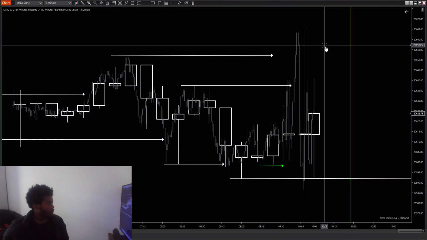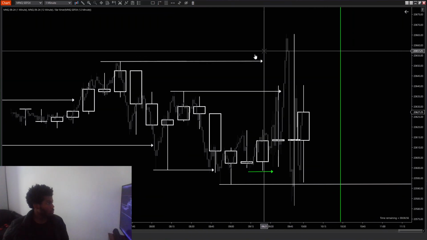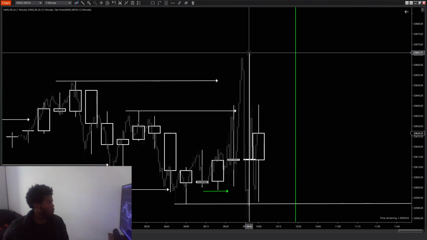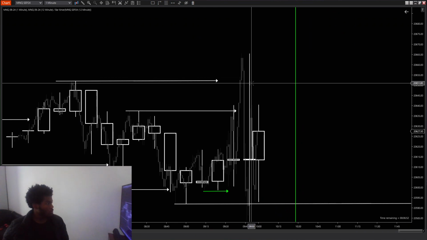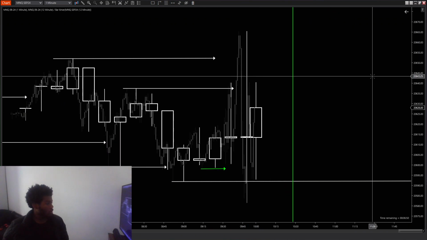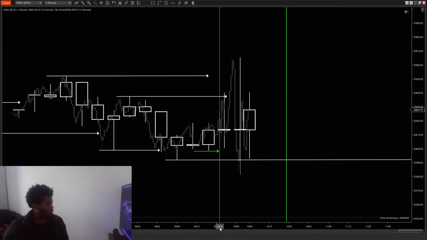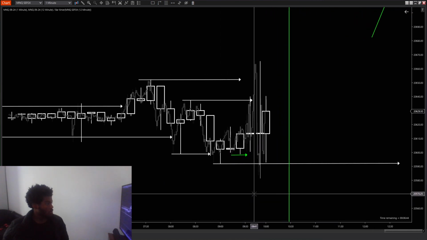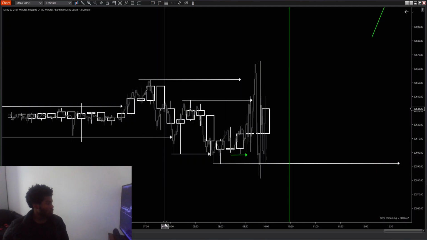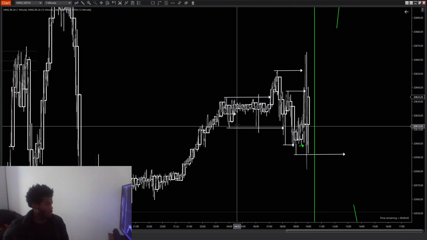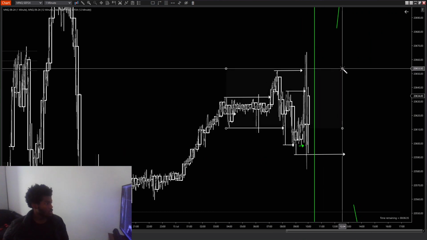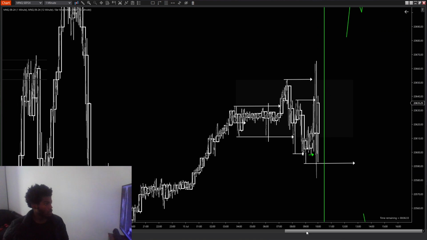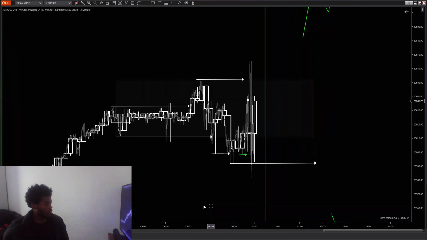With the 1 minute, I do the same thing. So this is what I see. But that was a wick, right? Got a wick there. A wick there. So we're still within this range right here.